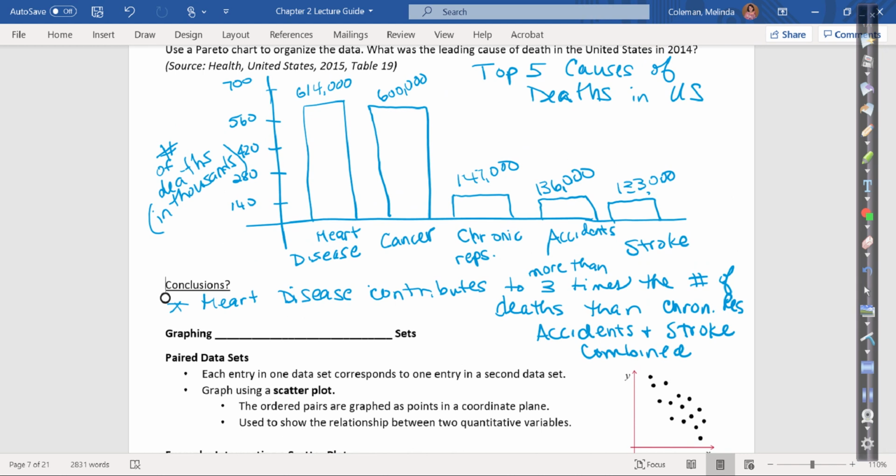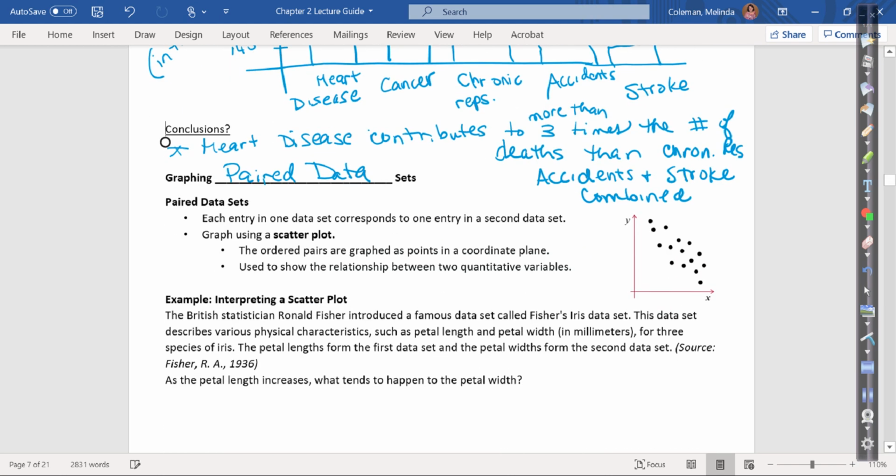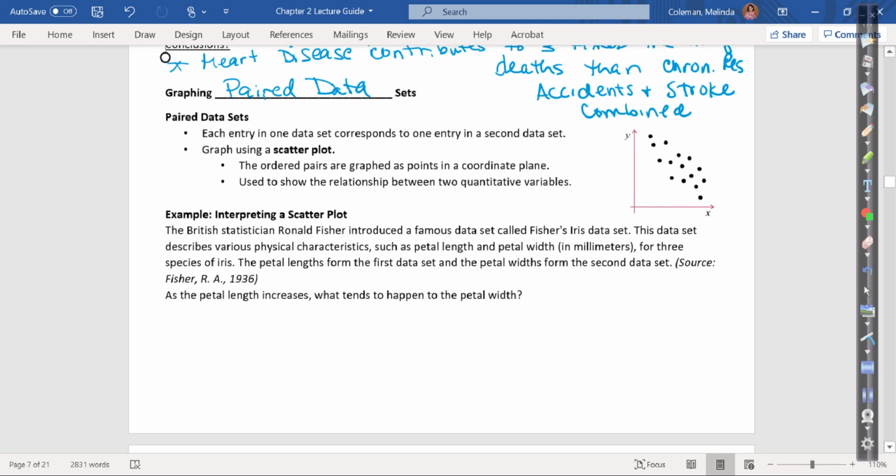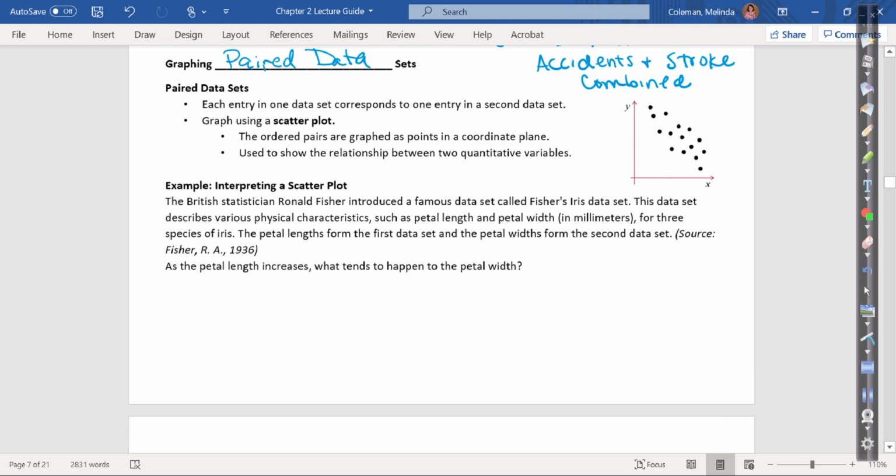The next one we're going to talk about is graphing paired data sets. So a paired data set is going to have two values, similar to an X and a Y coordinate system. So it's going to look like an XY coordinate system that you did in algebra. They're ordered pairs that you're going to put on a coordinate plane. And it usually is used to show the relationship between two quantitative variables.